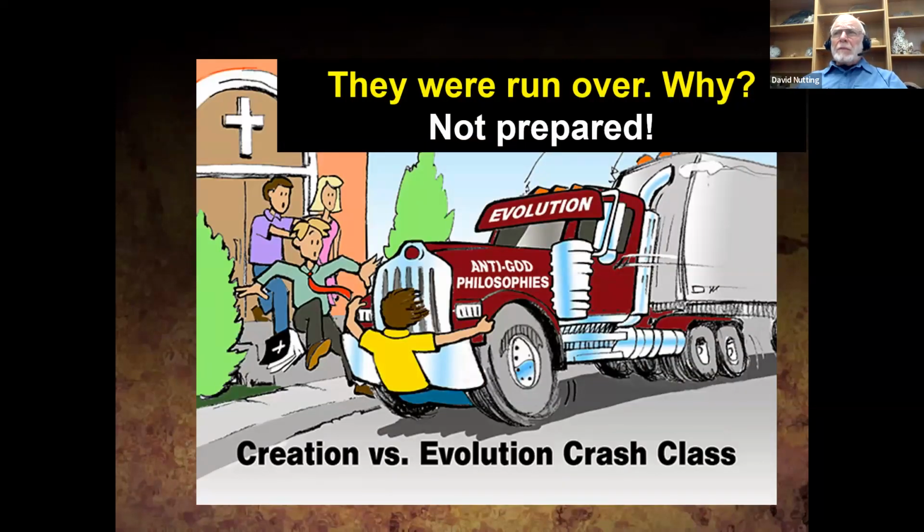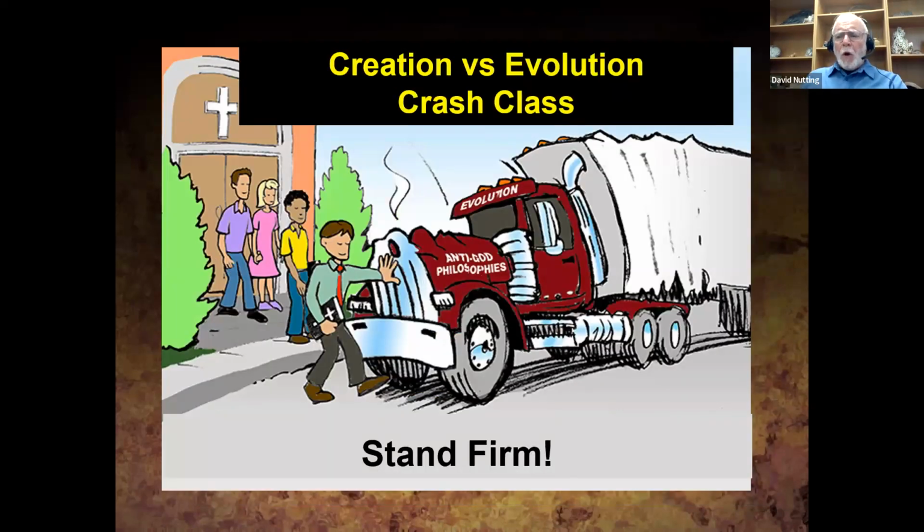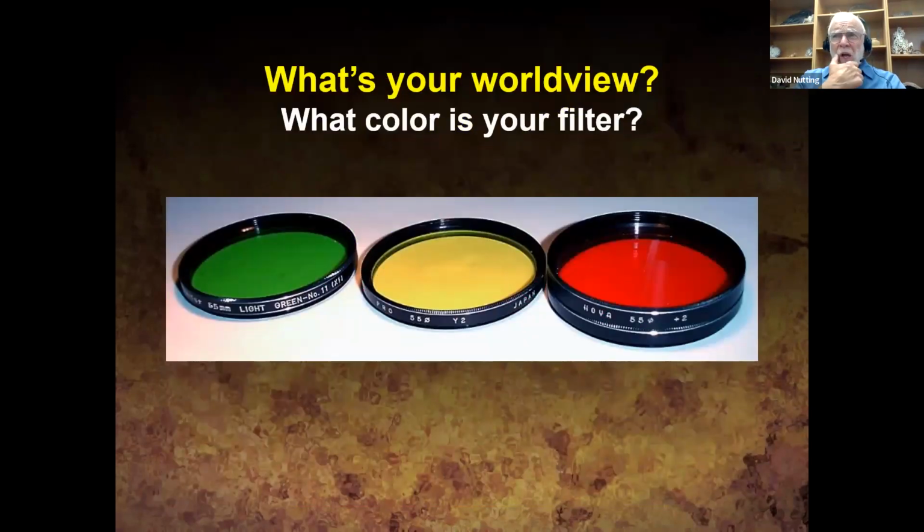Why are they dropping out? Because they're not prepared. They're not prepared to be able to face that evolution and a God philosophy semi. It's going to run them over. And there's a high attrition rate. And that's why this creation versus evolution crash class is meant to help young people and adults to keep from getting run over. Okay? We hope that we can help people stand firm on the Word of God.